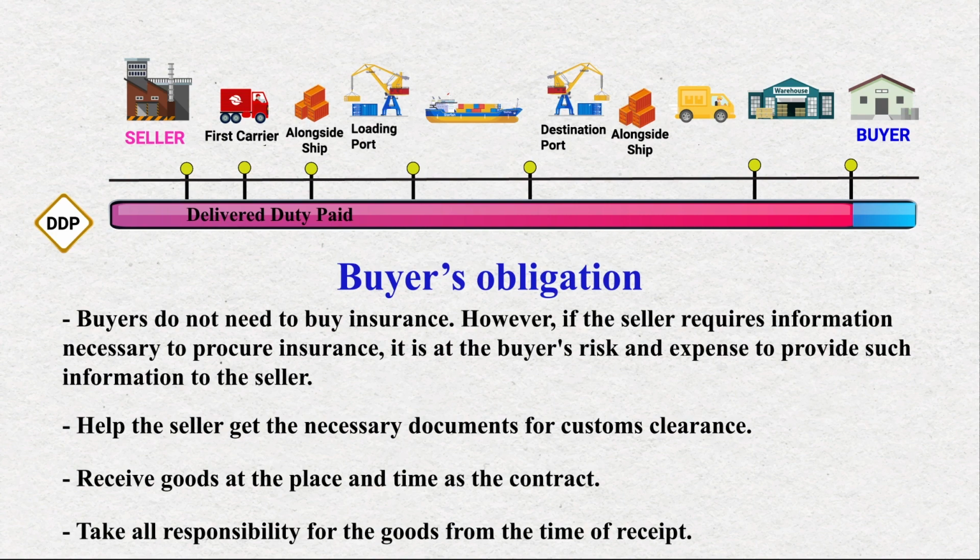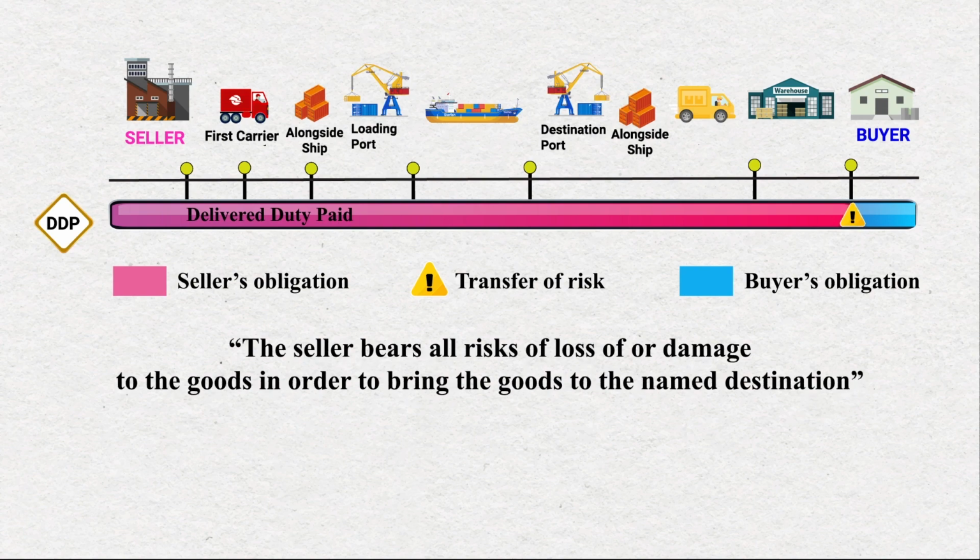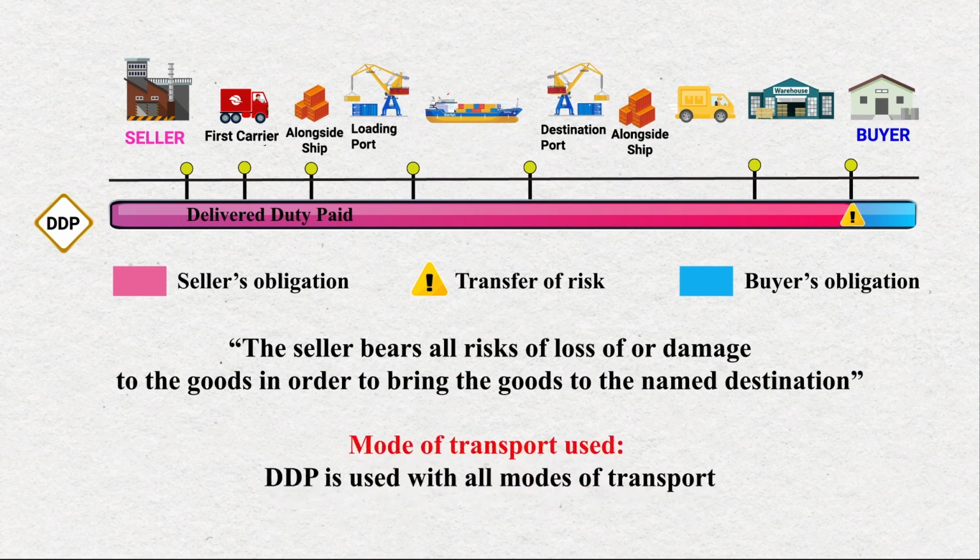Buyers do not need to buy insurance. However, if the seller requires information necessary to procure insurance, it is at the buyer's risk and expense to provide such information to the seller. The seller bears all risks of loss of or damage to the goods in order to bring the goods to the named destination. DDP is used with all modes of transport.